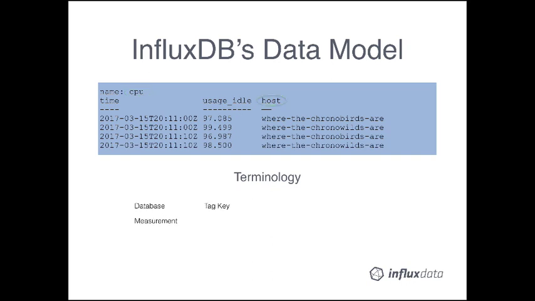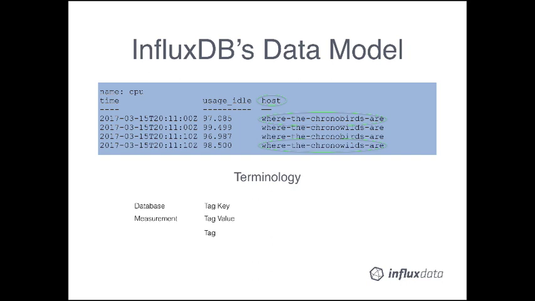The next part of InfluxDB's data model is the tag key. In this case, host is the only tag key in the CPU measurement. Tag keys are always stored as strings. The tag key is associated with a tag value or several tag values. In this table, the tag key host has two tag values, where the chronobirds are and where the chronowilds are. Like tag keys, tag values are always stored as strings in InfluxDB.